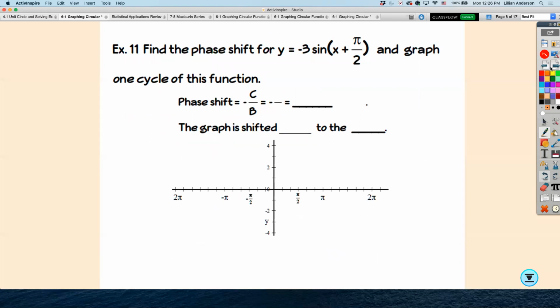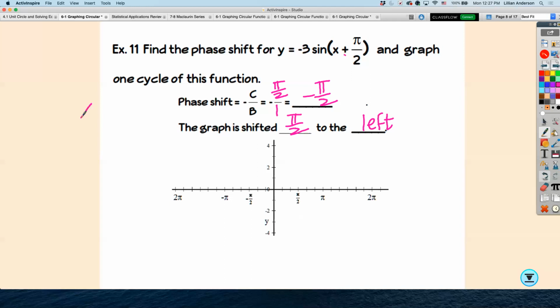Our phase shift is negative c over b. What's c in this problem? Pi over 2. So it's going to be negative pi over 2 over b. What's b? 1. So negative pi over 2 divided by 1 is just negative pi over 2. That means our graph is going to be shifted pi over 2 to the left. The reason it's left is because the phase shift was negative pi over 2. You can also look at the original function. Remember, it's always the opposite. Plus means left.